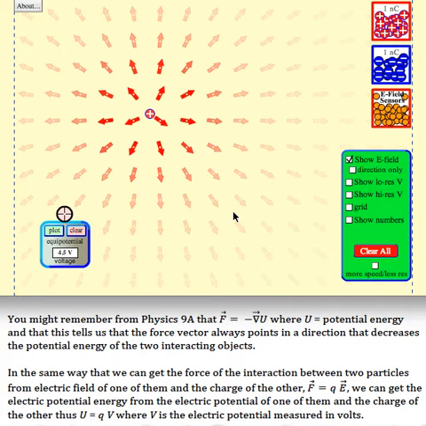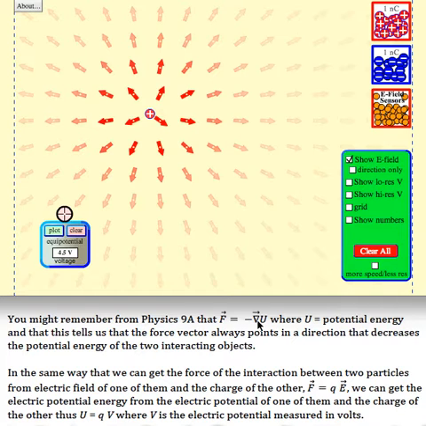Now, forces and potential energies are related to each other, and I will remind you that from Physics 9a, we learned that the force was the negative of the derivative of the potential energy with respect to location. I put this in as a gradient here because I'm hoping that you know what a gradient function is from your calculus course. It's basically the three-dimensional version of a derivative, and because it's three-dimensional, it has a direction.